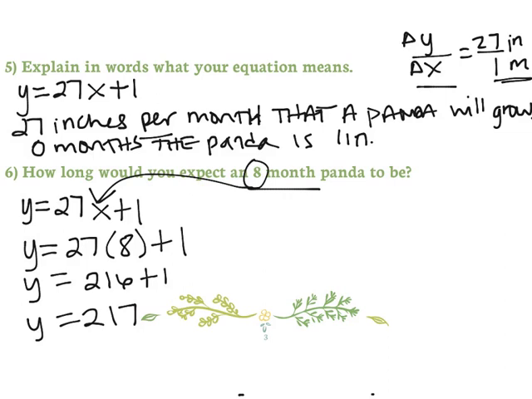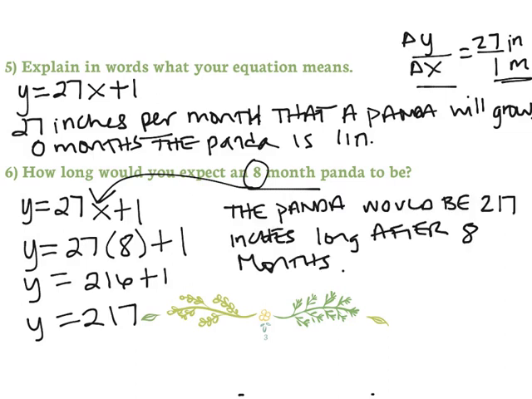So I'm going to go ahead and write our final answer as a sentence. And my final sentence says the panda would be 217 inches long after 8 months. So these are the sentences I'll be looking for, making sure you're getting it.